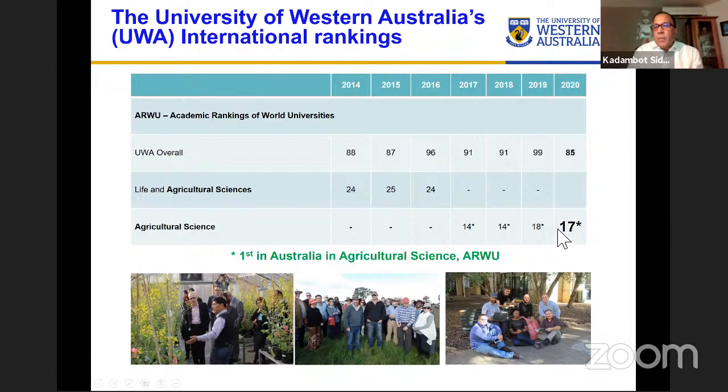It's a very, very competitive environment. For example, you have to compete with very large agricultural universities, land-grant universities in the US, and also Chinese universities. So we are doing well for a smaller group, and we have been first in Australia in agriculture science for the last number of years.